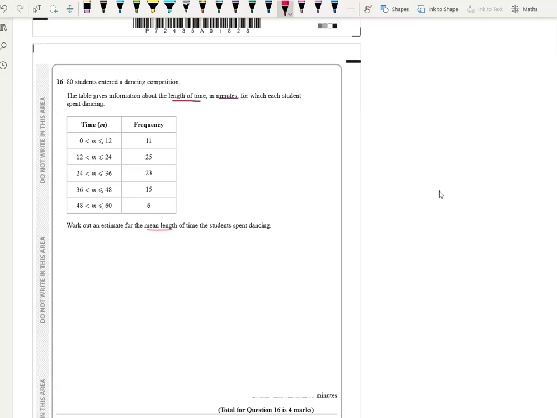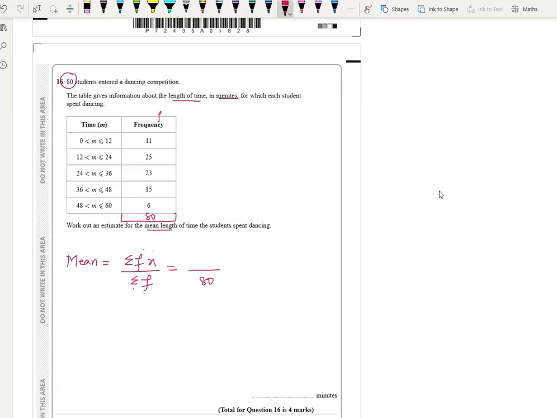The formula to calculate mean is sigma fx upon sigma f. Now sigma means the total. So total of all frequency. In the beginning it is given to you as 80, or else you can add up all the frequency. You will get 80, that is your denominator. Now for the numerator you need to add all fx.